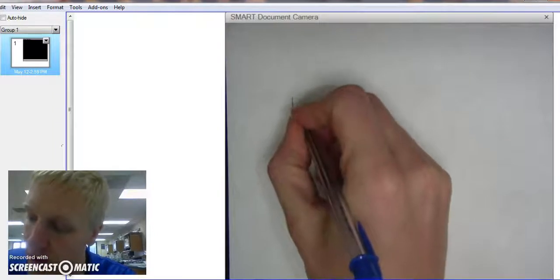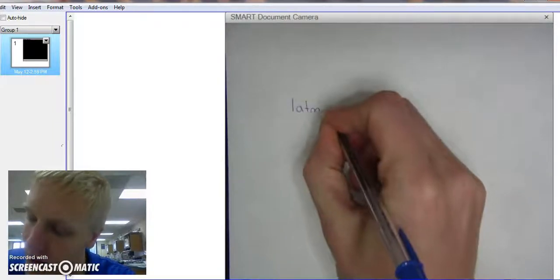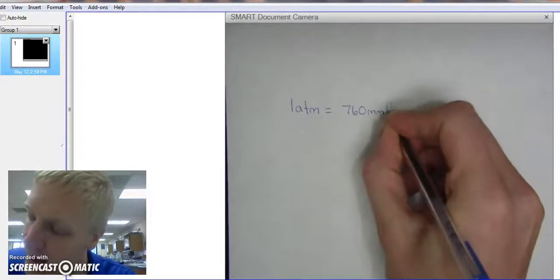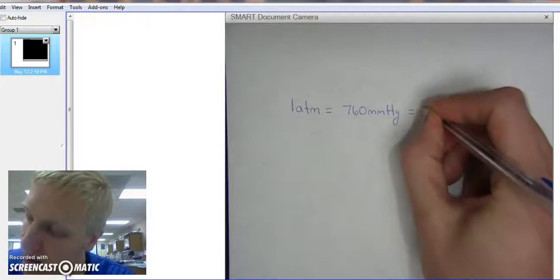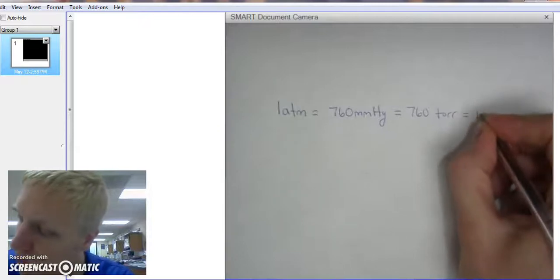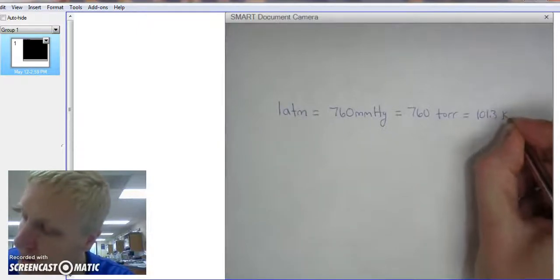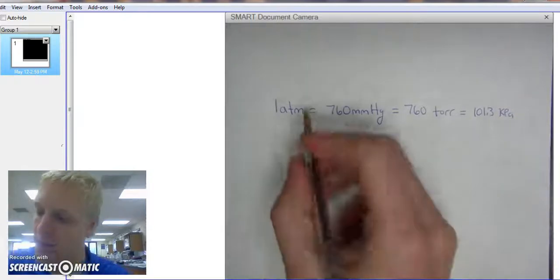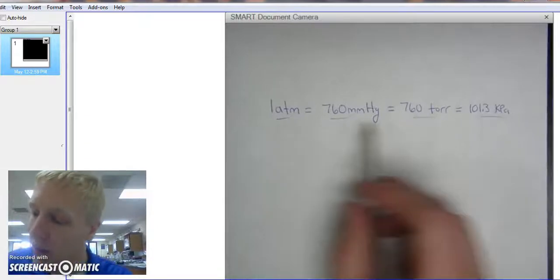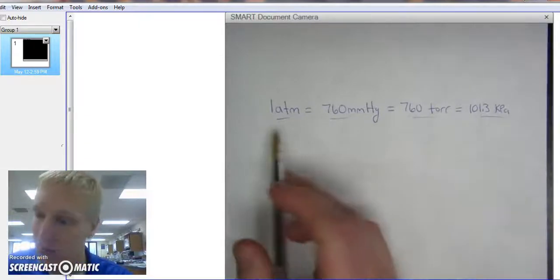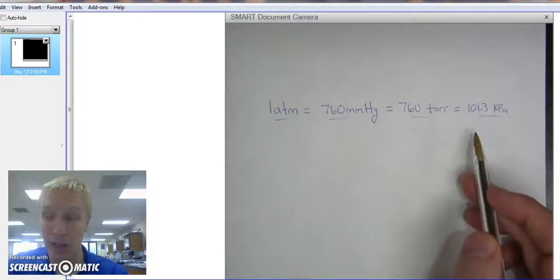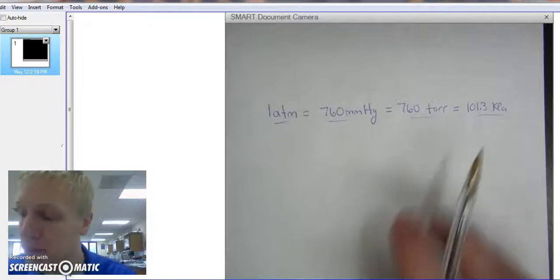So first off, we have 1 atm, we have 760 mmHg, we have 760 torr, and we have 101.3 kPa. 1, 2, 3, 4 units of pressure. All of these equal each other. 1 atm is equivalent to 760 torr, which is equivalent to 760 mmHg, which is also equivalent to 101.3 kPa.